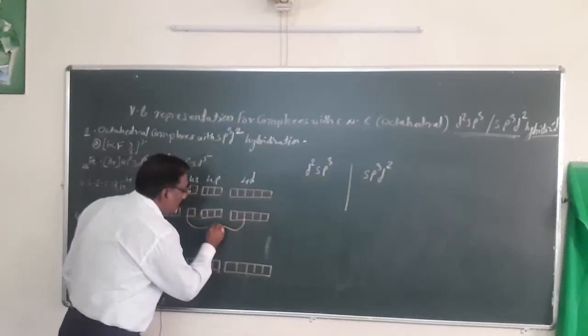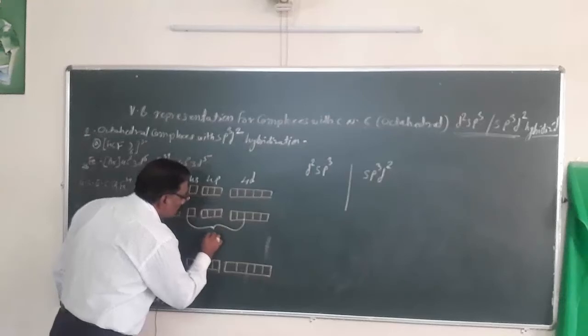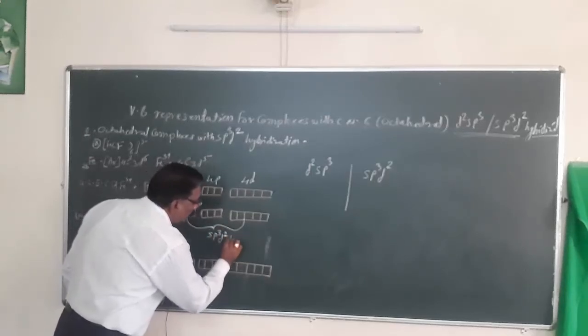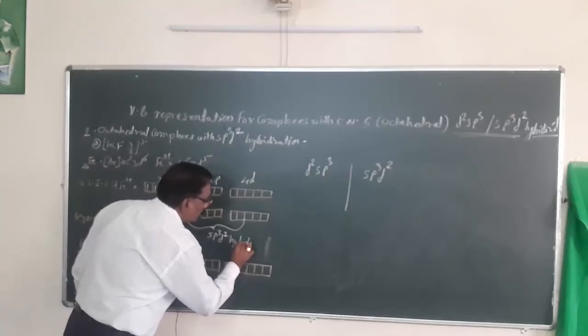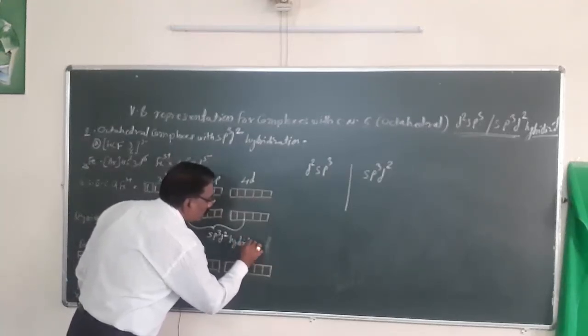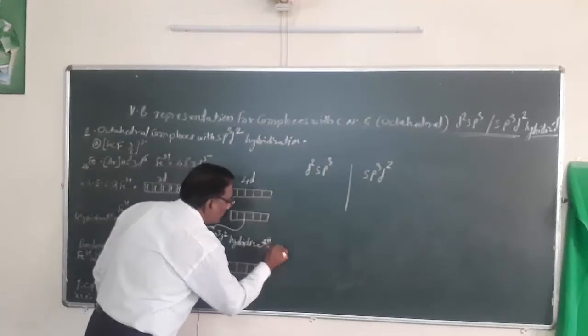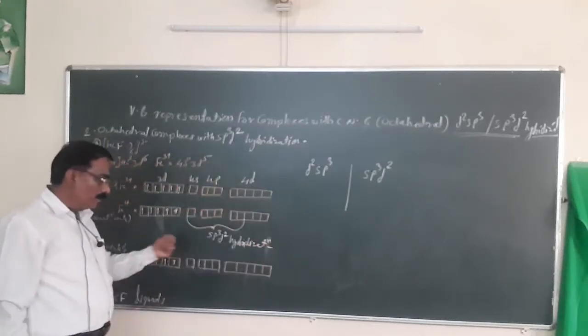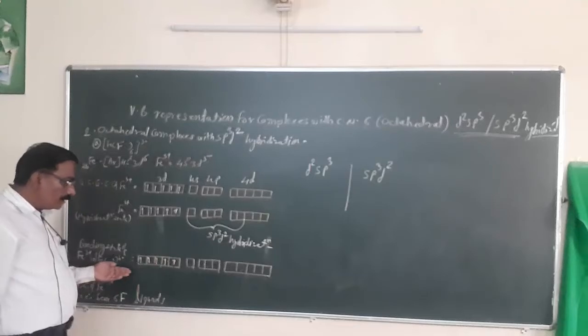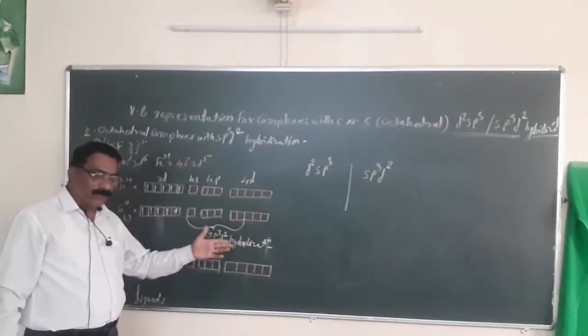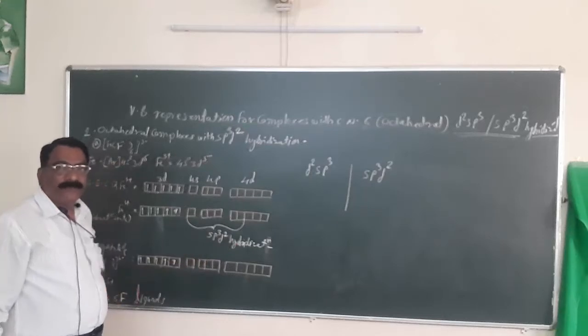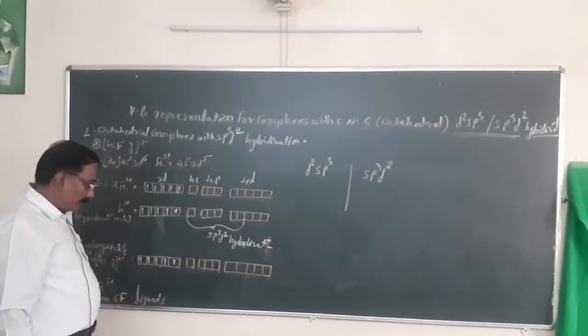and it shows sp3d2 hybridization. So in the sp3d2 hybridization, 1 s orbital, 3 p orbitals and 2 d orbitals combine, and it gives the octahedral shape to the complex.